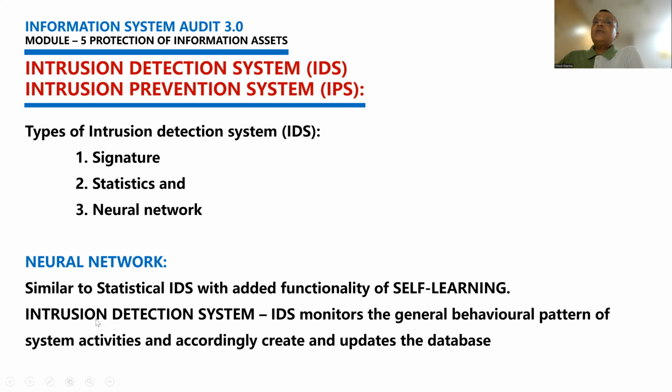A neural network is similar to statistical IDS with the added functionality of self-learning. Now again, heuristics you might have heard. Intrusion detection systems monitor the general behavior pattern of system activities and accordingly create and update the database.